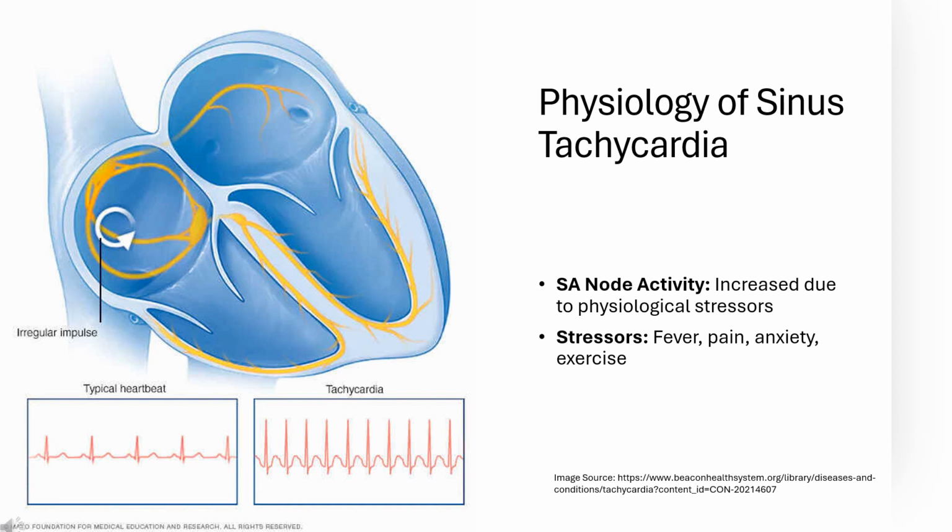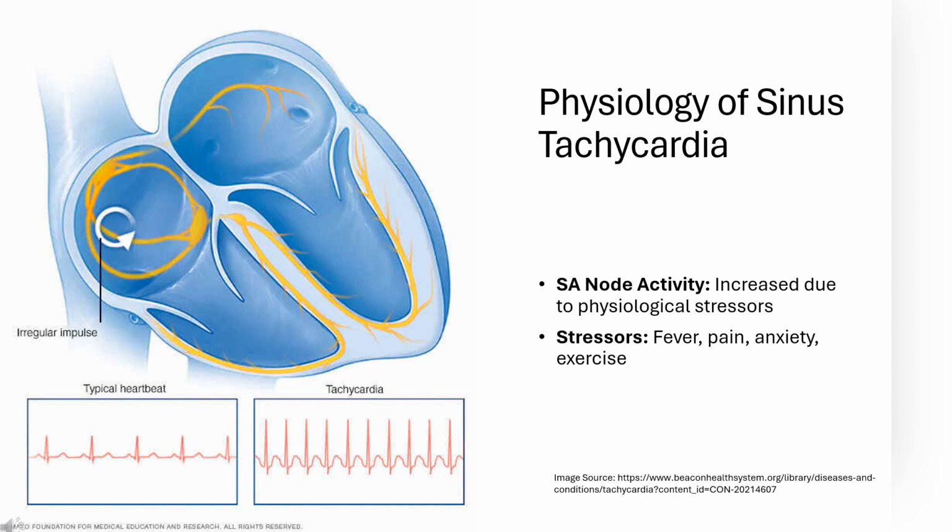In sinus tachycardia, the activity of the sinoatrial node is increased. This means the SA node is sending out electrical impulses at a faster rate than normal, leading to an increased heart rate. Various physical stressors can lead to increased SA node activity, resulting in sinus tachycardia. These stressors act on the body and can cause the heart to beat faster in response to a perceived need for more oxygen and more nutrients.